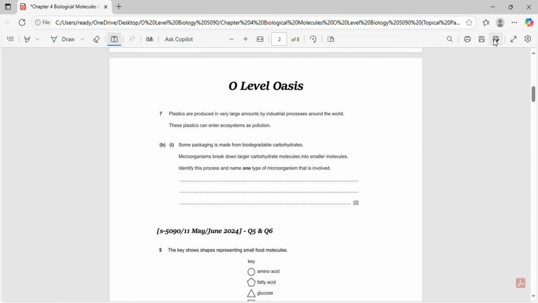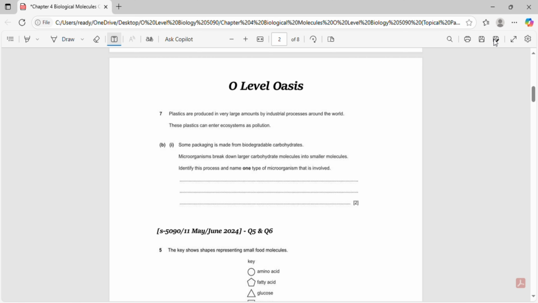Next. Moving on, here's another question related to this chapter. Now don't worry if you feel like we haven't covered something exactly like this in the lectures, nothing has been missed. Sometimes in exams, questions are asked in an interconnected way, combining different topics. That's why whatever comes up in the past papers, we'll make sure to cover it properly in the upcoming lessons as well. So this question says, some packaging is made from biodegradable carbohydrates.